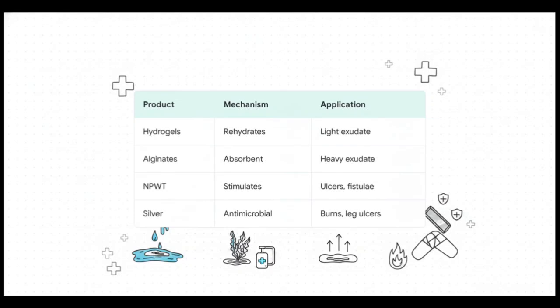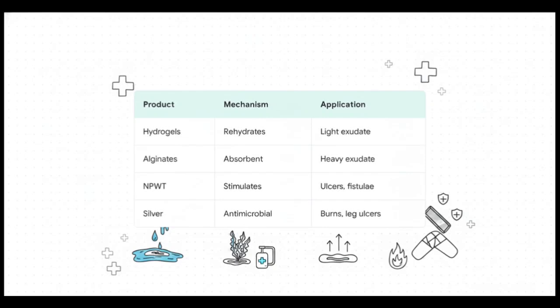Let's break it down. Hydrogels work by basically rehydrating necrotic tissue, which makes them perfect for shallow or deep open wounds that only have a light exudate. On the flip side, you've got alginates. These are actually highly absorbent seaweed derivatives. You must pair these with deep wounds that are producing heavy exudate because they physically form a gel as they absorb all that fluid.